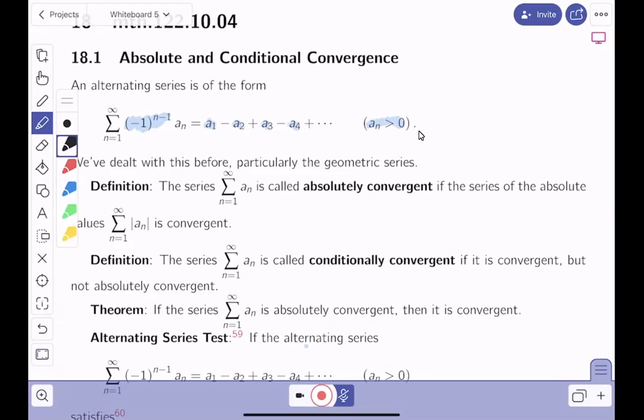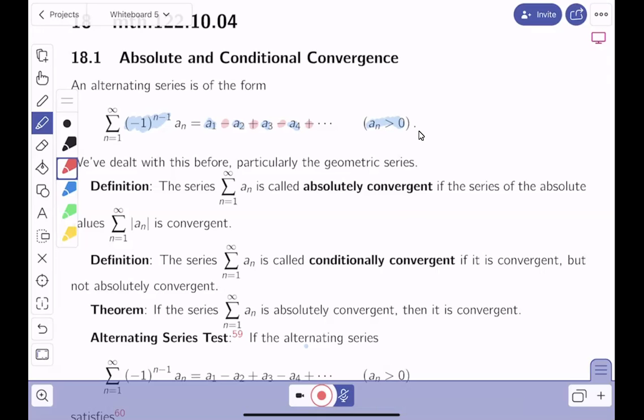I would say when you're given a series, do not assume anything until you write the first few terms down. And when you do that, you should have an idea if you're dealing with an alternating series or maybe a series that might have changing signs, but not alternating. Again, for it to be alternating, it's got to be doing plus minus, plus minus, or minus plus, minus plus, ad infinitum. We dealt with this before, particularly with the geometric series.